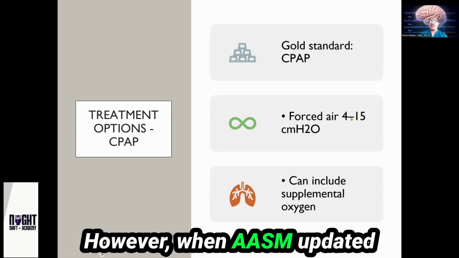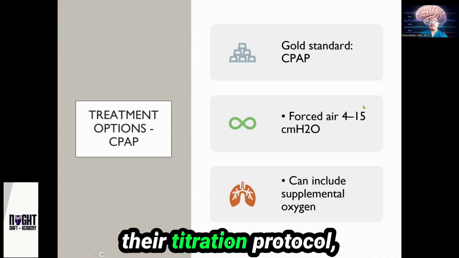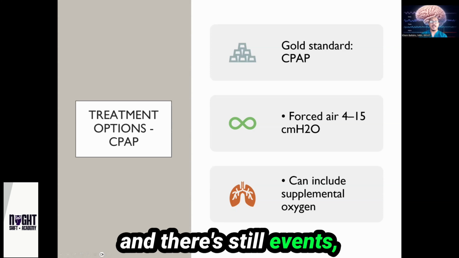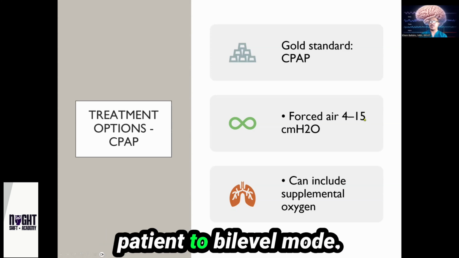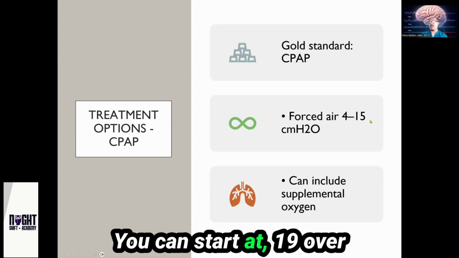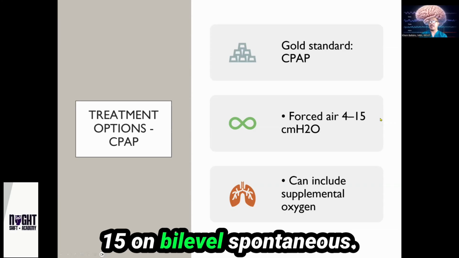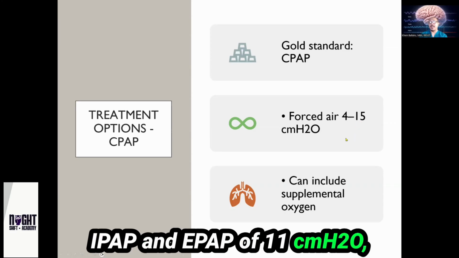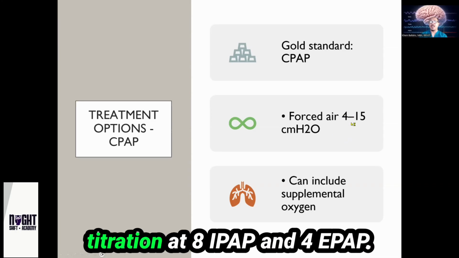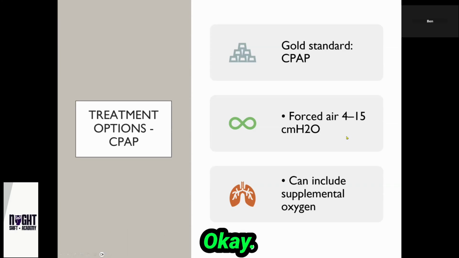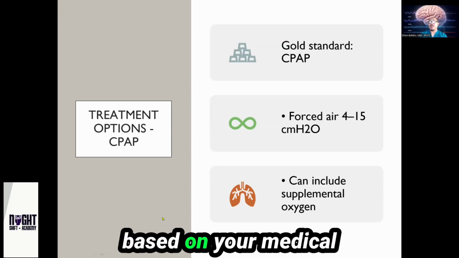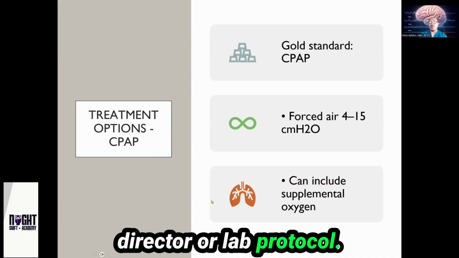However, when AASM updated their titration protocol, when the CPAP reaches 15 and there's still events, you can switch the patient to Bilevel mode. You can start at 19/15 on Bilevel spontaneous. You can switch it from 15 of IPAP and EPAP of 11, or you can restart over the titration at 8 IPAP and 4 EPAP. Okay, so it depends on your approach. This can also vary based on your medical director or lab protocol.